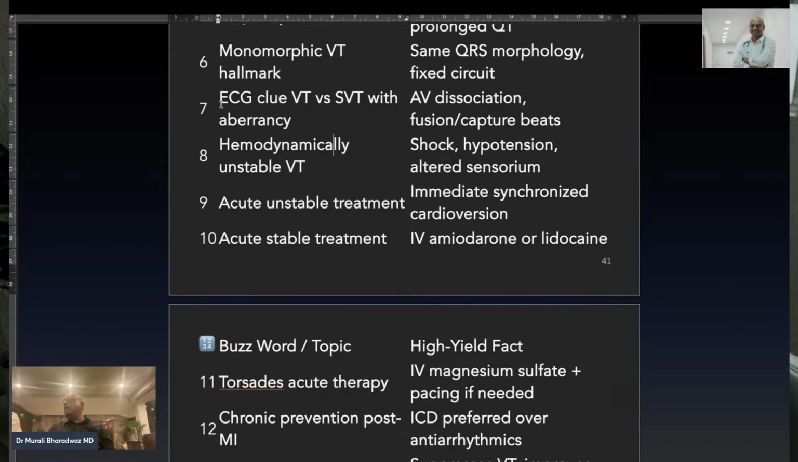Then acute stable VT: IV amiodarone or lidocaine. Rhythm control. A is amiodarone, B is beta blocker, C is lidocaine. You will also give a lidocaine drip in VT.